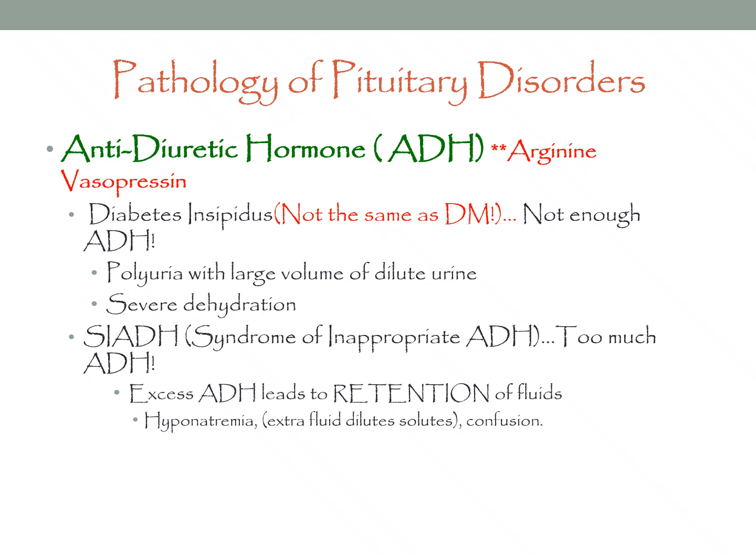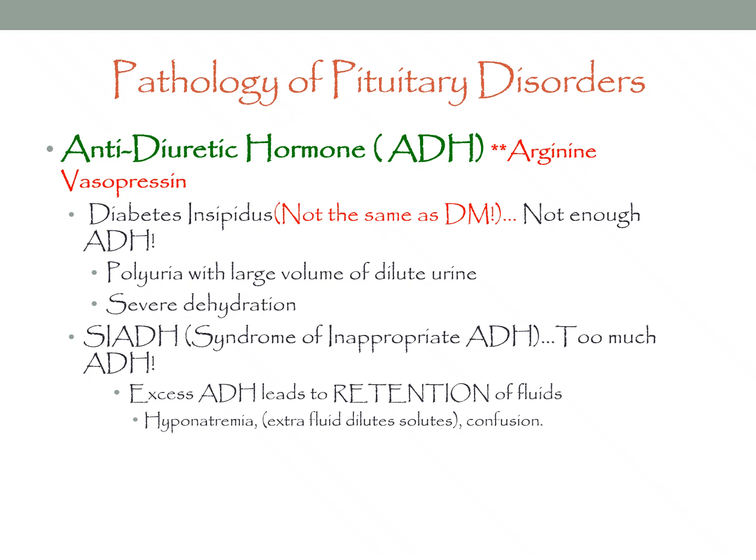Two conditions that arise when we either have too much antidiuretic hormone or too little antidiuretic hormone are diabetes insipidus and the syndrome of inappropriate ADH. Diabetes insipidus, though not the same as diabetes mellitus, we have to make that differentiation. Diabetes, the word by itself, just means the excretion of large amounts of urine. The word insipidus means the passing of water. So diabetes insipidus is completely different than diabetes mellitus.